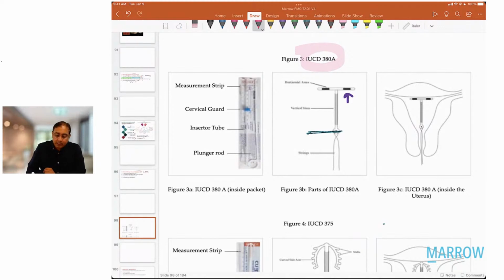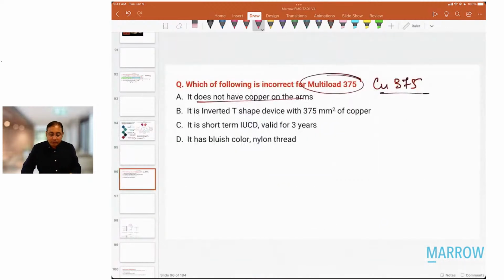So the A at the end means copper is there on the arms. If you just remember this, it does not have copper on the arms. This is true. Is it an inverted T-shape? It is not an inverted T-shape. This is the wrong answer. It is an inverted U-shaped device. That is the wrong answer.